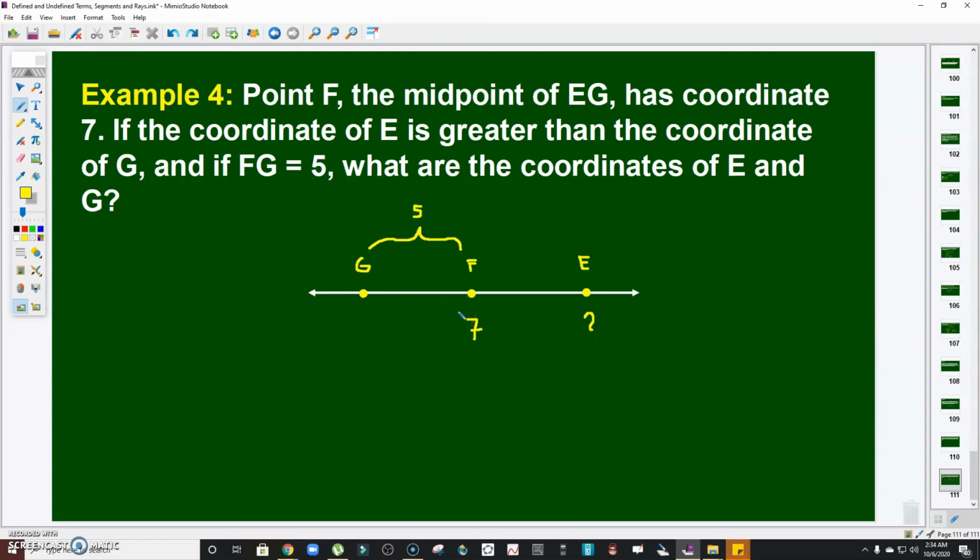So how are we going to do that? Since F is the midpoint, we can also say that FE is equal to 5. Now, if the coordinate of F is 7, what will be the coordinate of E? All you have to do is add 5 to 7, so that will become 12. Since G is 5 units to the left of F, all you have to do is subtract 5 from 7, and that will be 2. That's it. Pretty simple, right?